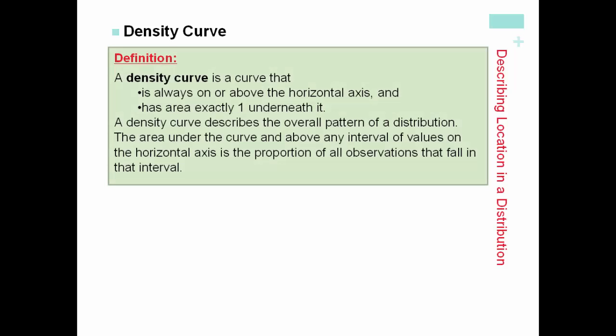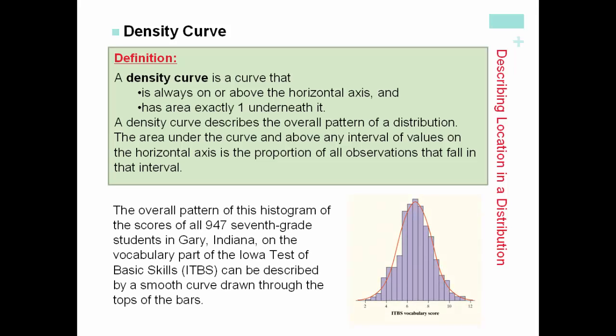A density curve is a curve that is always on or above the horizontal axis and has exactly an area of 1 underneath it. It describes the overall pattern of a distribution. The area under the curve and above any interval of values on the horizontal axis is the proportion of all observations that fall in that interval. So the overall pattern of this histogram of the scores of all 947 7th grade students in Gary, Indiana, on the vocabulary part of the Iowa Test of Basic Skills can be described by a smooth curve drawn through the top of the bars.